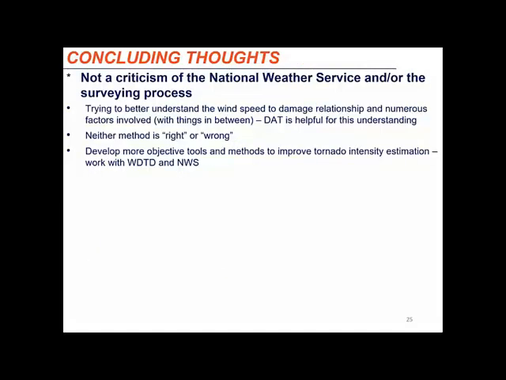And again, some concluding thoughts, and I want to stress this. It's not a criticism of the Weather Service or the surveying process. We work with the Weather Service a lot. We understand all the challenges that are faced. It's really trying to better understand the wind speed damage relationship and all the factors involved. And the data is really helpful to give us an initial understanding of what's going on. Neither method, whether it be the DAT or the fragility curves that we used, is right or wrong. It's just an approach to look at potential ways that intensity and other tornado characteristics can be misclassified. And so obviously the goal is to develop more objective tools and methods to improve tornado intensity estimation. And we want to work with the Warning Decision Training Division and the Weather Service to try to do that.